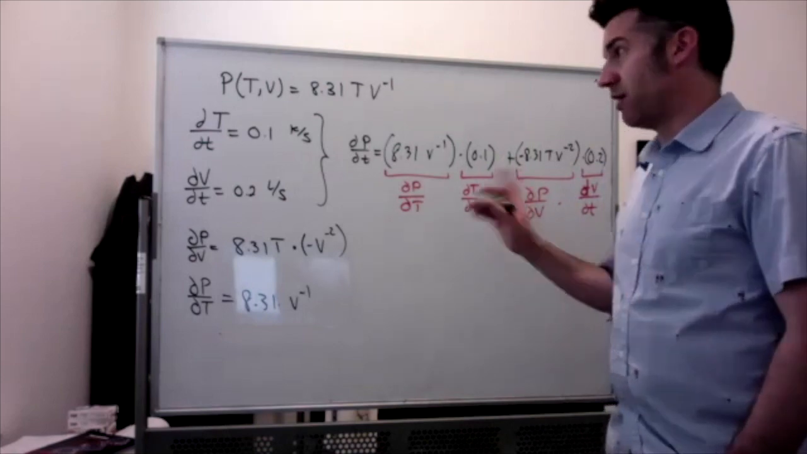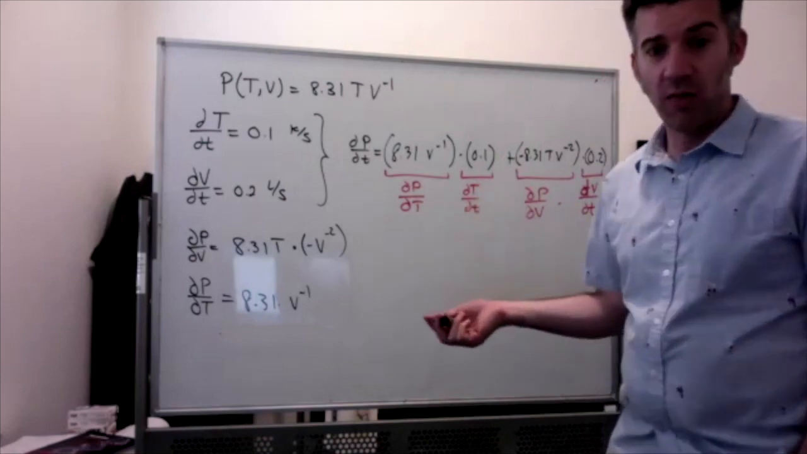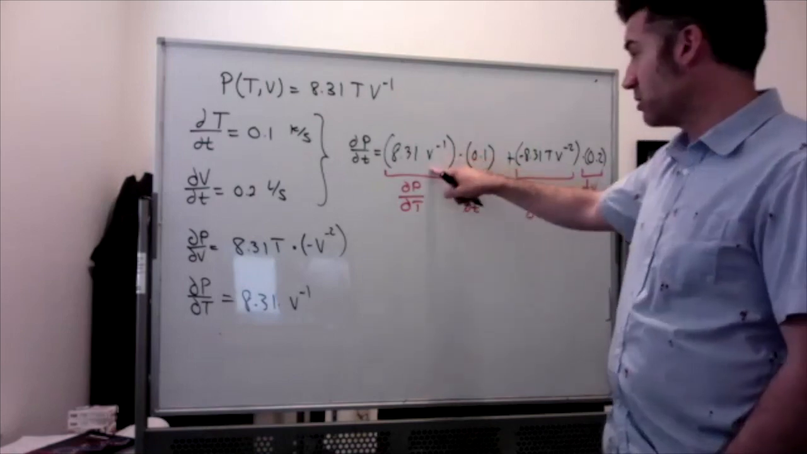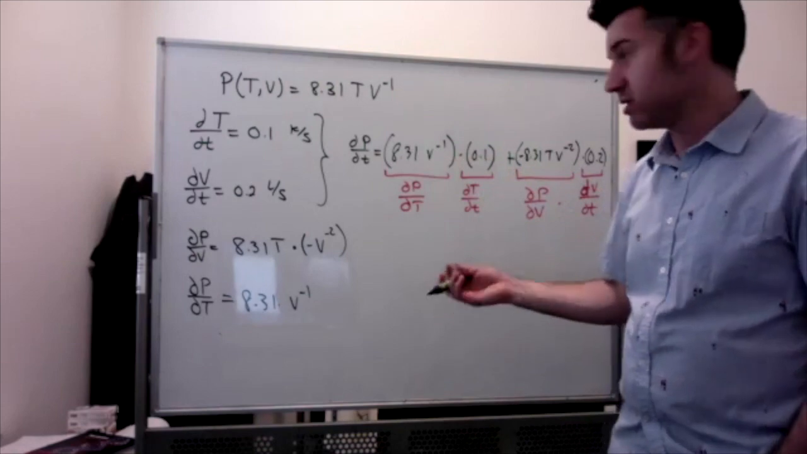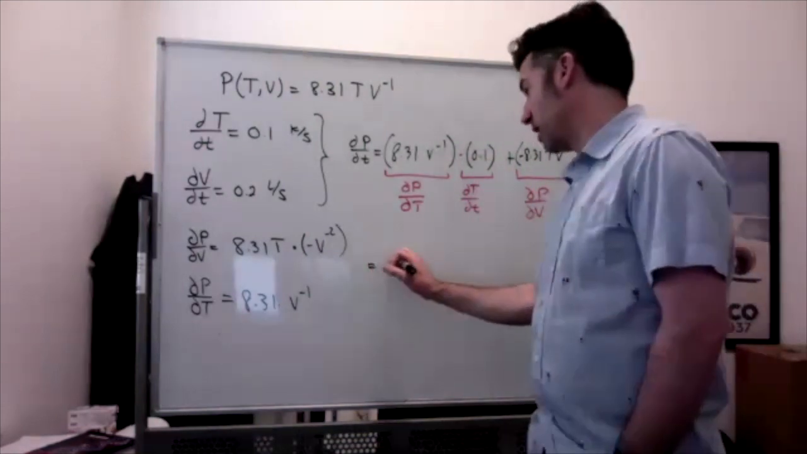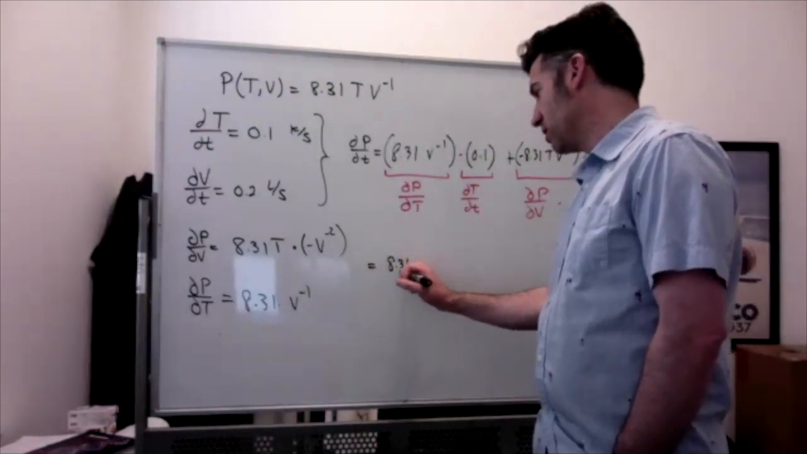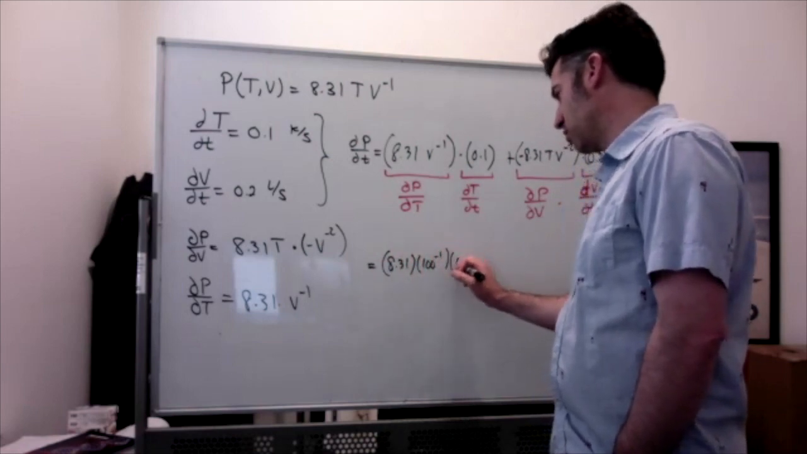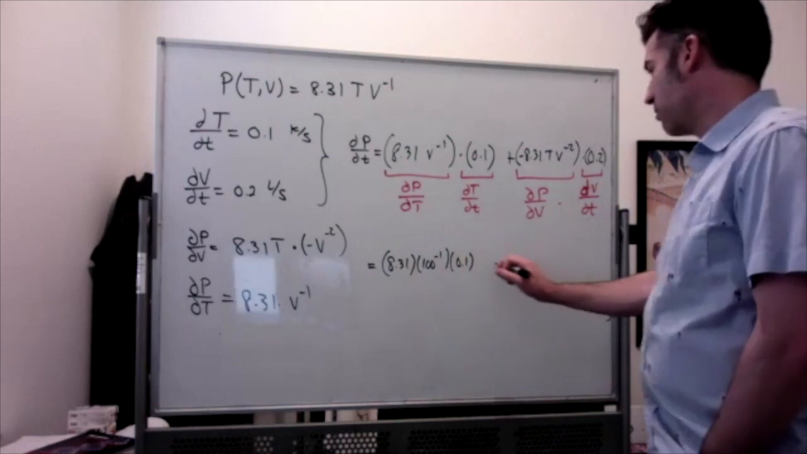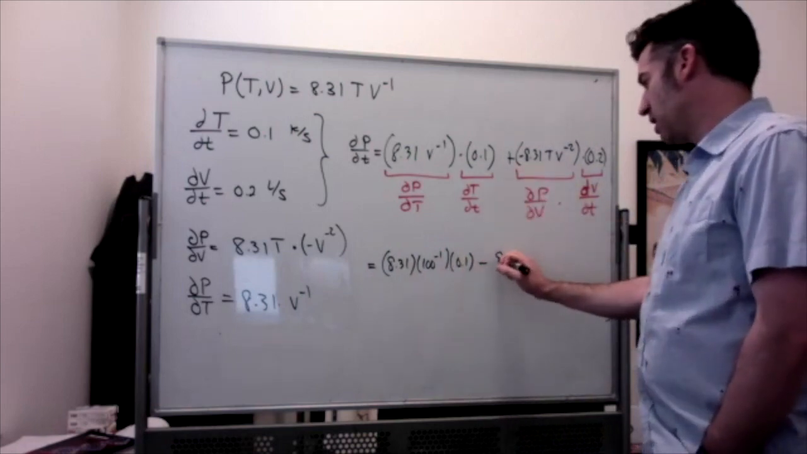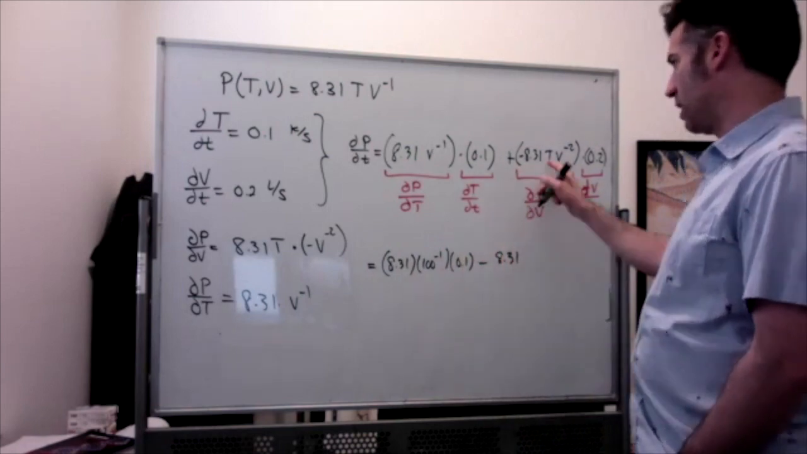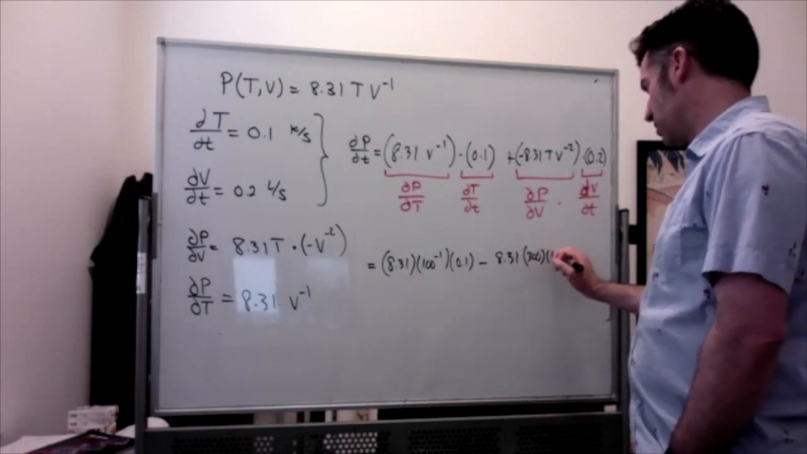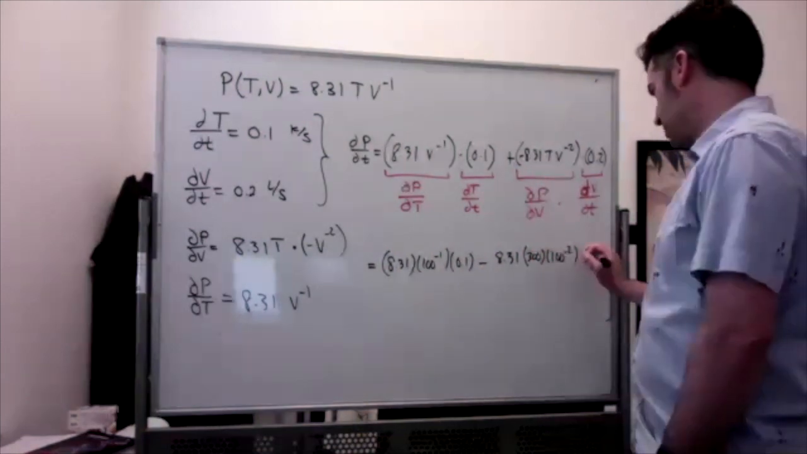So the last part here is we have to plug in what we know. We were told that the volume was 100 liters and the temperature was 300 kelvins. So plugging that in, we get 8.3 times 100 to the negative first times 0.1 minus 8.31 times the temperature, which was 300, times 100 to the negative second times 0.2.